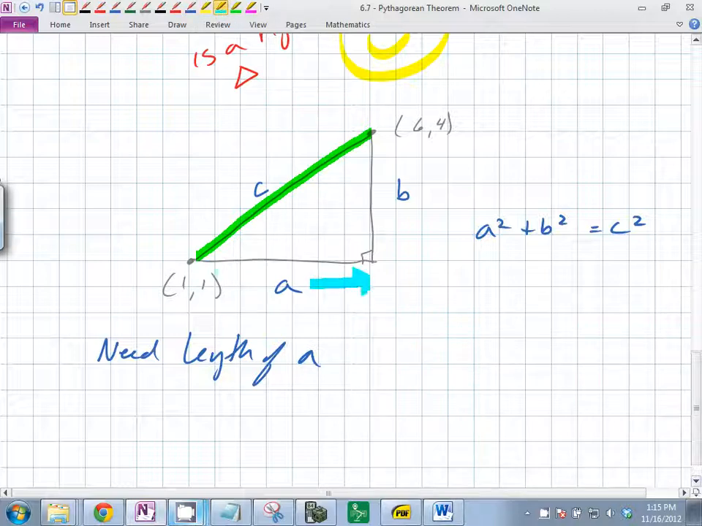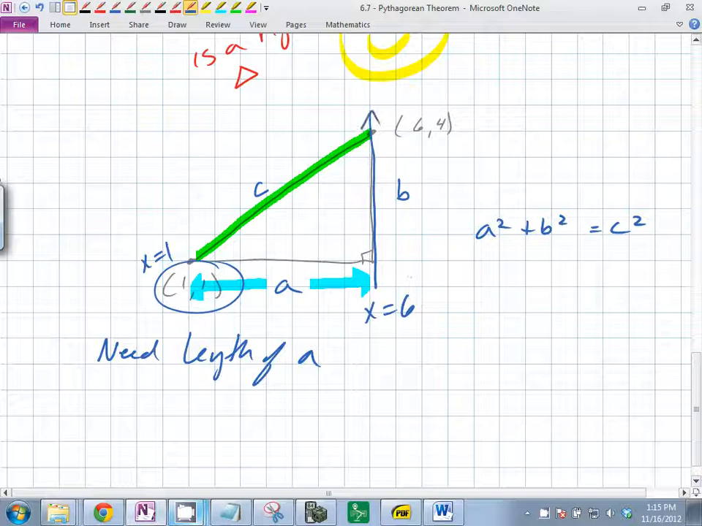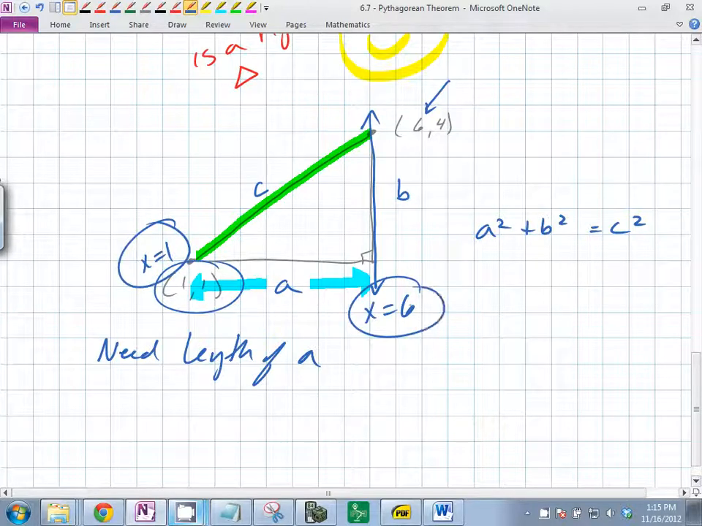horizontal distance from here all the way to here. This point right here is 1, 1. The x value is 1. The x value here is x equals 6. We know that because of this value right there. How far is it from 1 to 6? Well, that's 6 minus 1, which is 5.